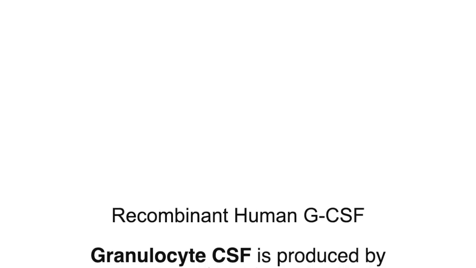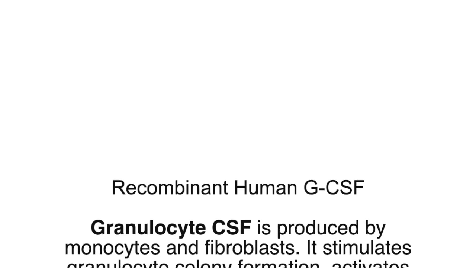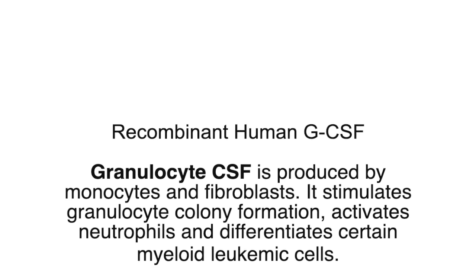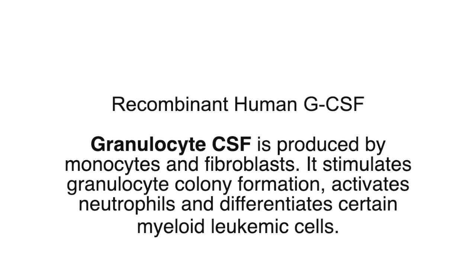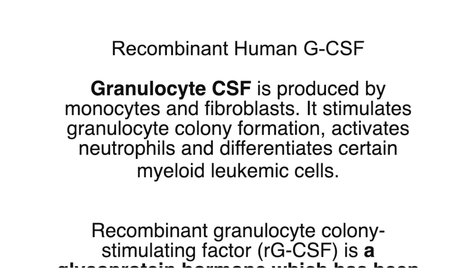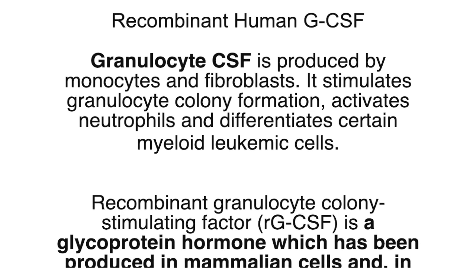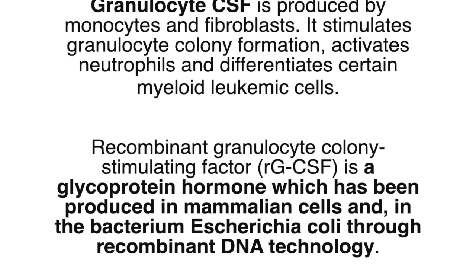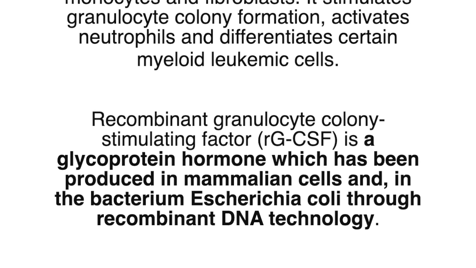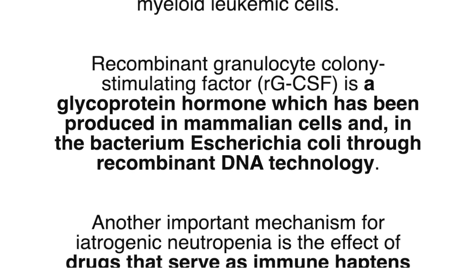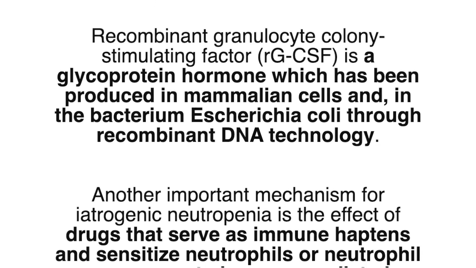Recombinant human GCSF. Granulocyte CSF is produced by monocytes and fibroblasts. It stimulates granulocyte colony formation, activates neutrophils, and differentiates certain myeloid leukemic cells. Recombinant granulocyte colony stimulating factor, RGCSF, is a glycoprotein hormone which has been produced in mammalian cells and in the bacterium E. coli, that is Escherichia coli, through recombinant DNA technology.